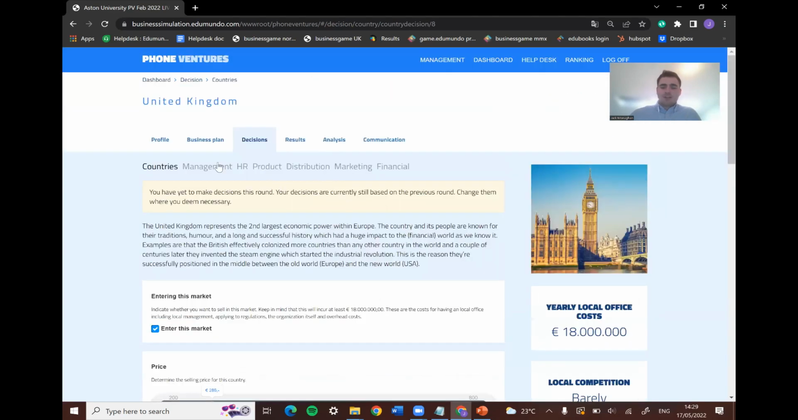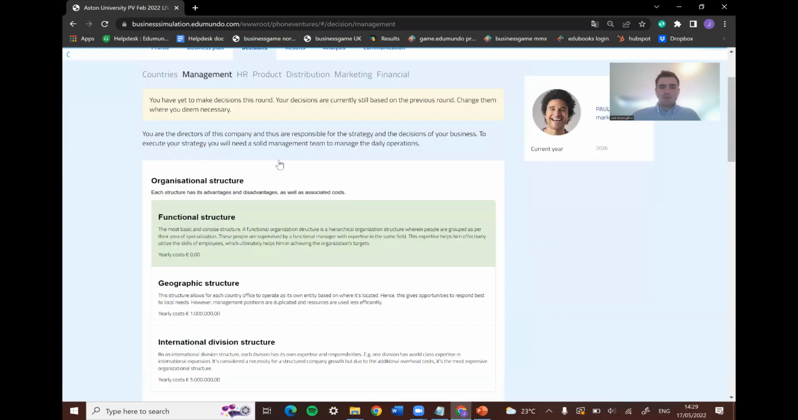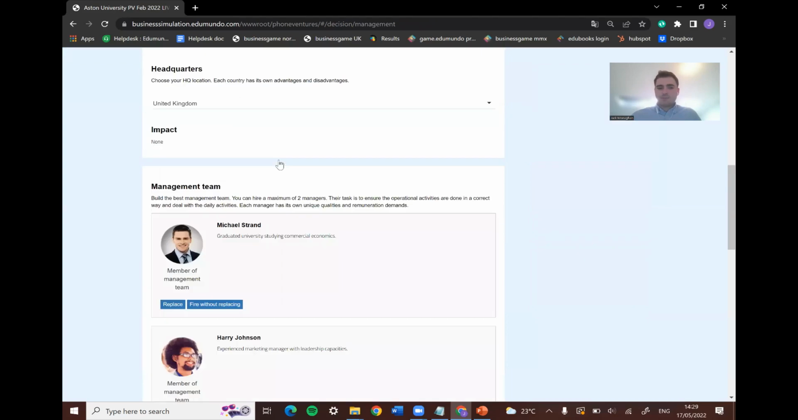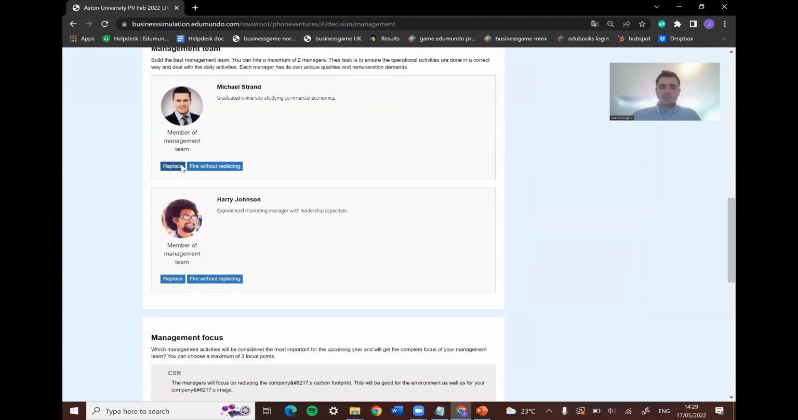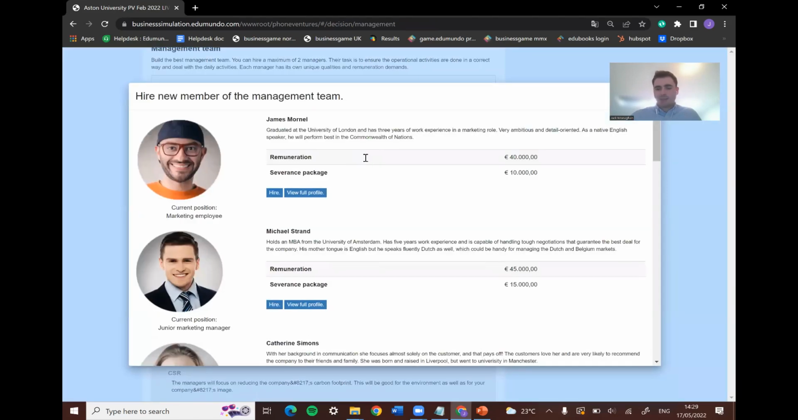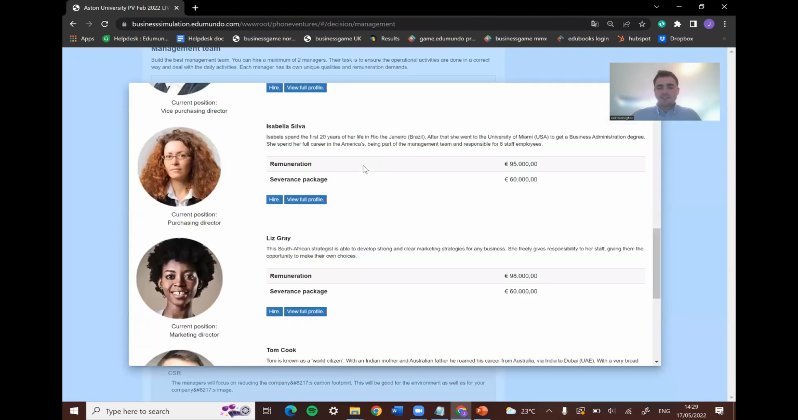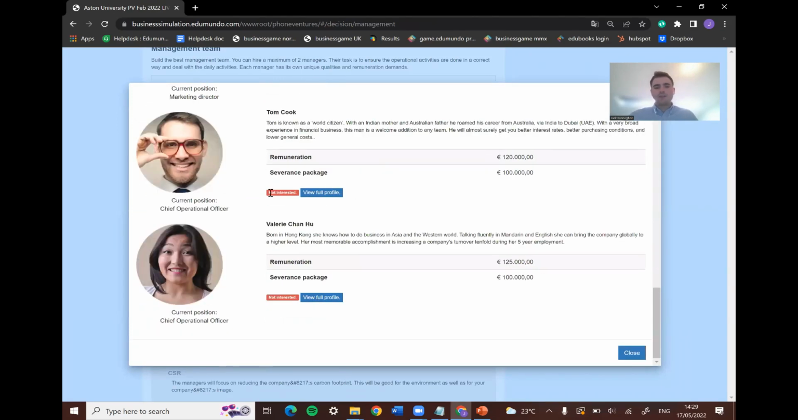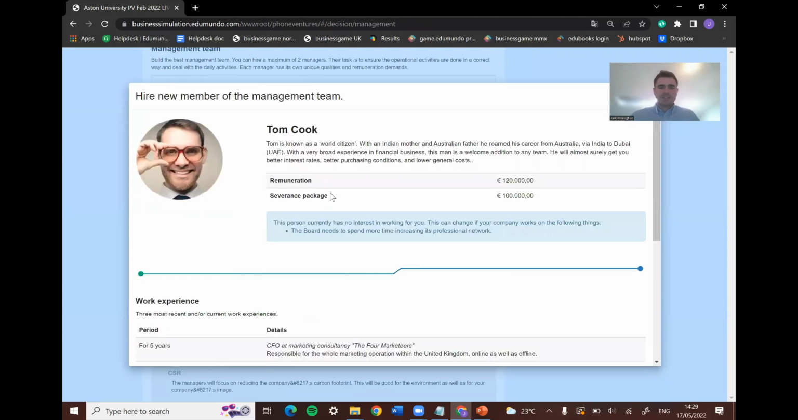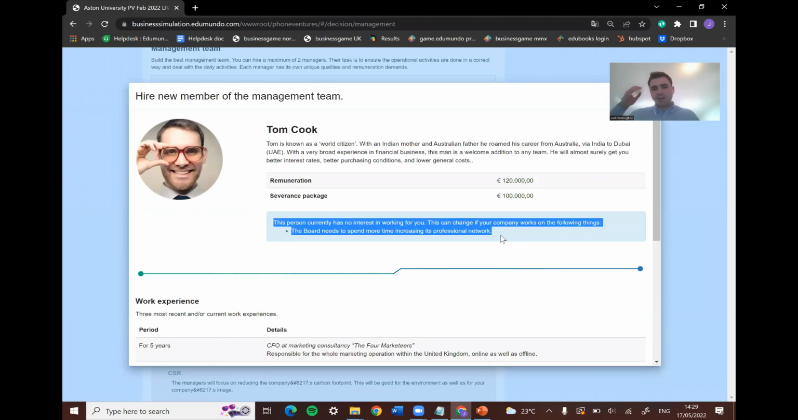Next up, we're going to head over to the management section. There isn't really too much to speak about for this section, but a quick tip, as you can see, if you want to hire some of the better managers, his team has done quite well so far, you'll see that they're not interested. If you click on View Full Profile and scroll up a little bit, you can see why this person is currently not interested in your company.